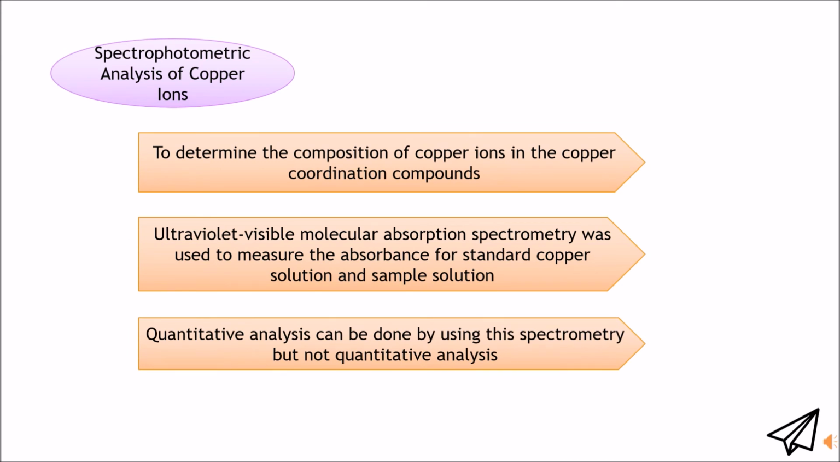For spectrophotometric analysis of Cu2+, to determine the composition of copper ion Cu2+ in the copper coordination compound, spectrophotometric analysis is used. Then ultraviolet visible molecular absorption spectrometry was used to measure the absorbance for standard copper solutions and sample solution. Quantitative analysis can be done by using spectrometry.